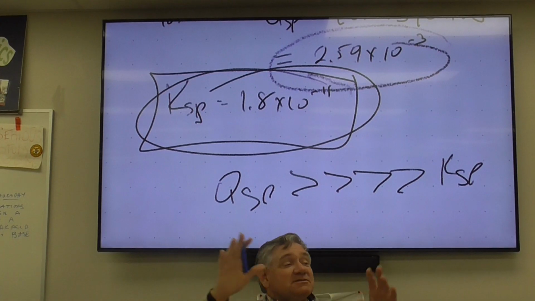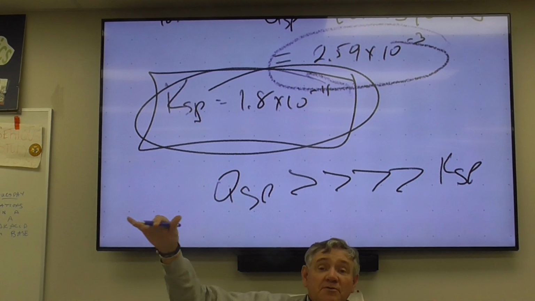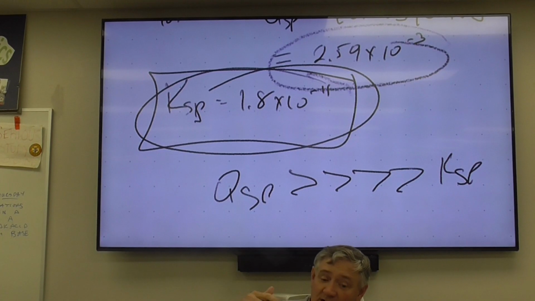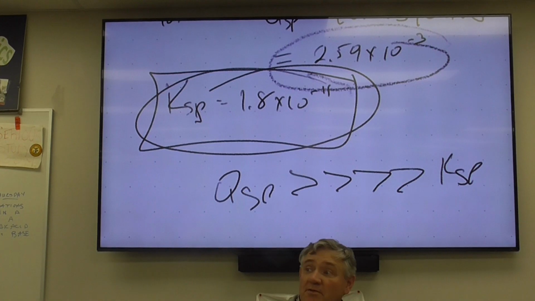Okay. So do you see what's happening? So the Qsp was too big. Mother Nature goes, I got to drop this concentration down so that I can be in equilibrium. The only thing Mother Nature can do is do what?